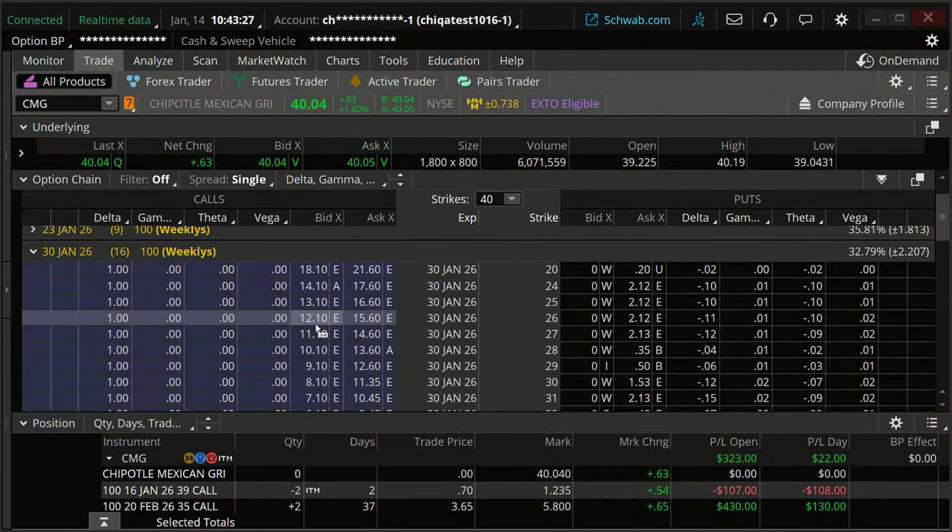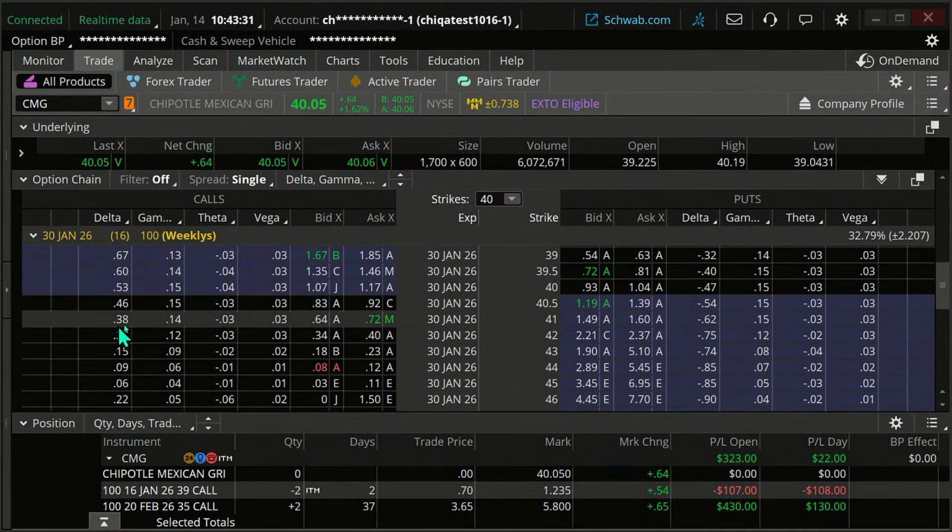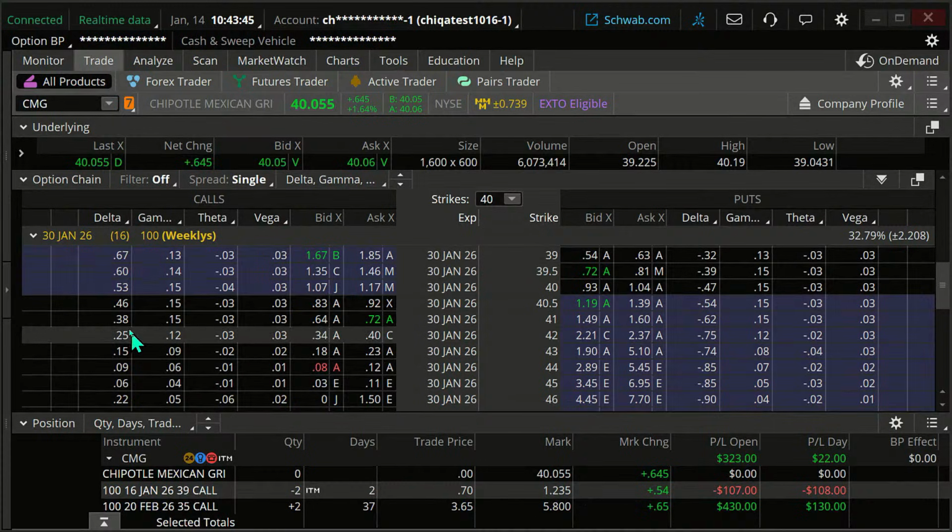I'm going to look at my delta. I'm going to use the same thing I did before. I don't really have a 30 delta, but we got a 25 delta. And I'm going to roll to this 25 delta, which is 42. Remember, deltas tell us how much the option is going to move in relationship to a $1 move in the stock price, but it also gives us a probability. This is going to give me a probability of this short option being in the money of roughly 25%. So most likely, it's not going to be in the money. That's how we want to do it. So we're going to roll this to a 42 strike.